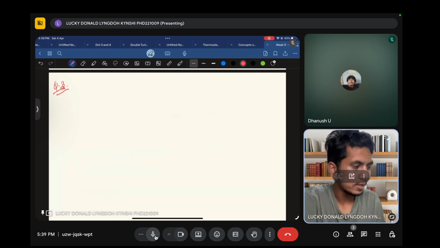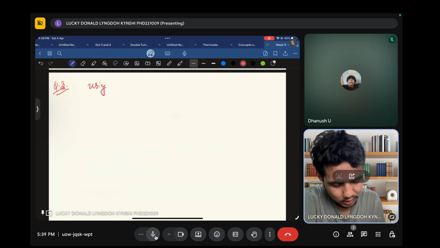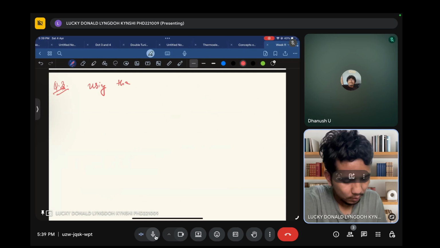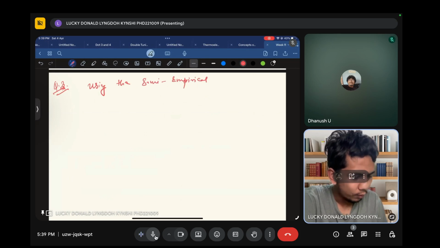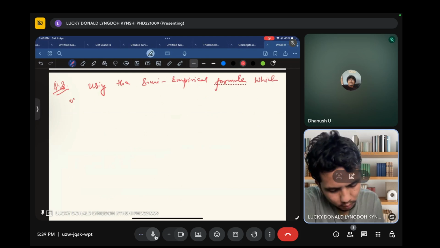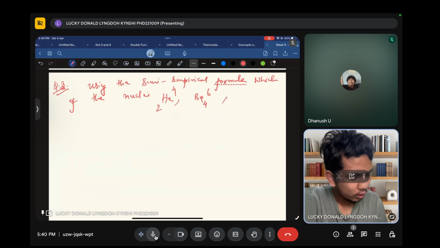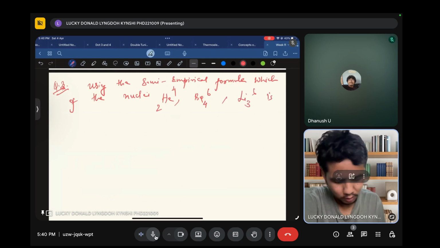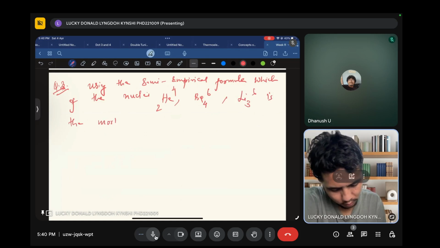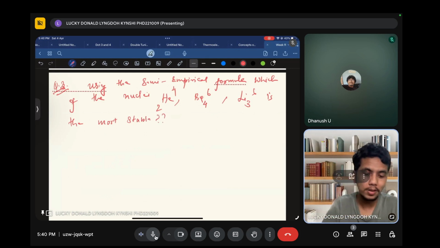In question number 3, again using the semi-empirical formula, which of the nuclei helium-4 (He 2 4), beryllium-6 (Be 4 6) or lithium-6 (Li 3 6) is the most stable? This is what you have to find out. Which of these elements is the most stable?